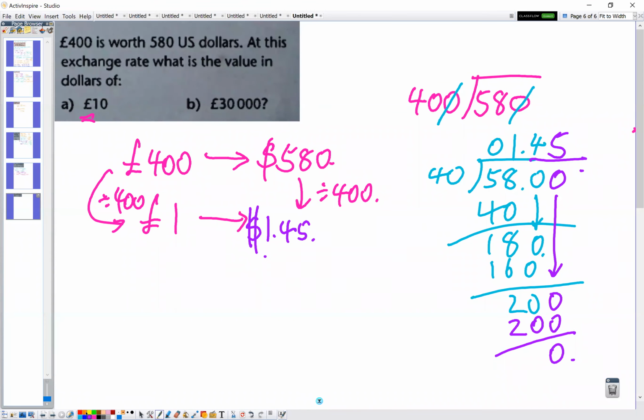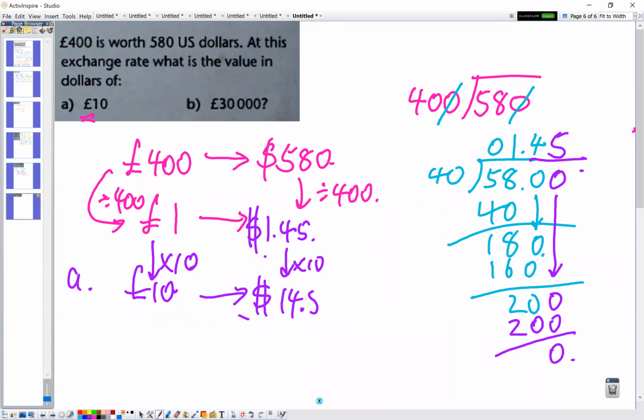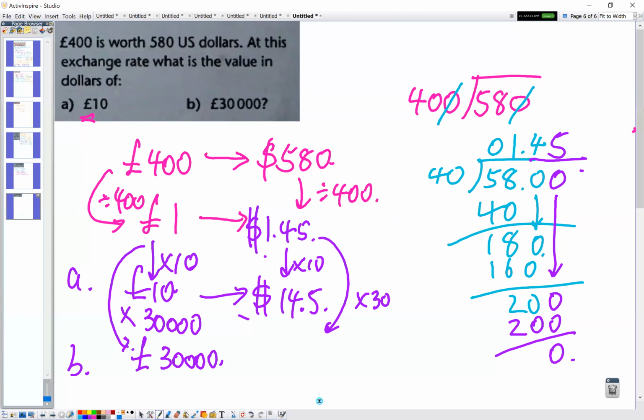Now the first answer, question A, the question talks about £10. From 1 to 10 we times by 10. We times by 10, so we get 14.5 US dollars. The second one B, because it is £30,000, we times by 30,000, and this number we times by 30,000 as well.